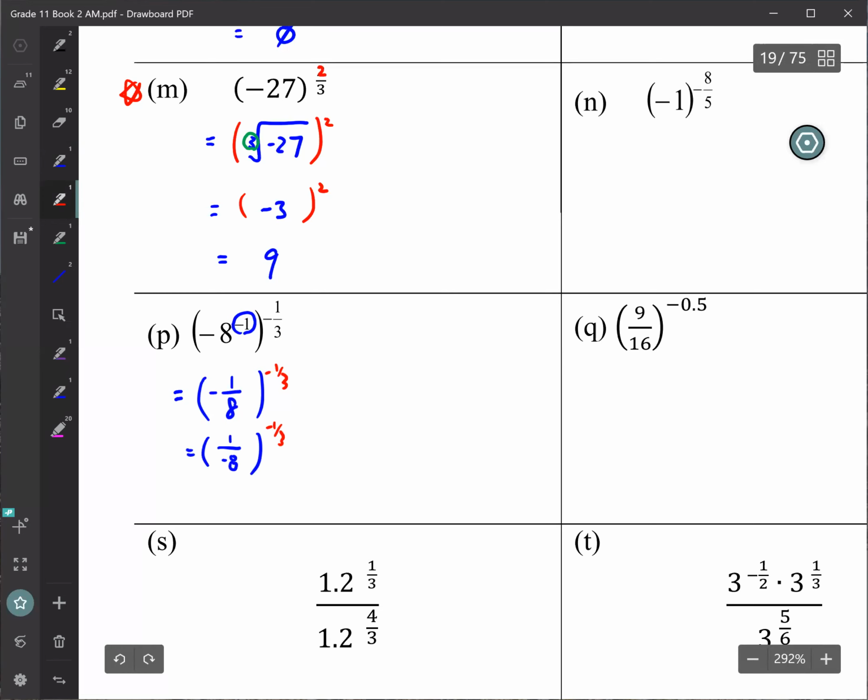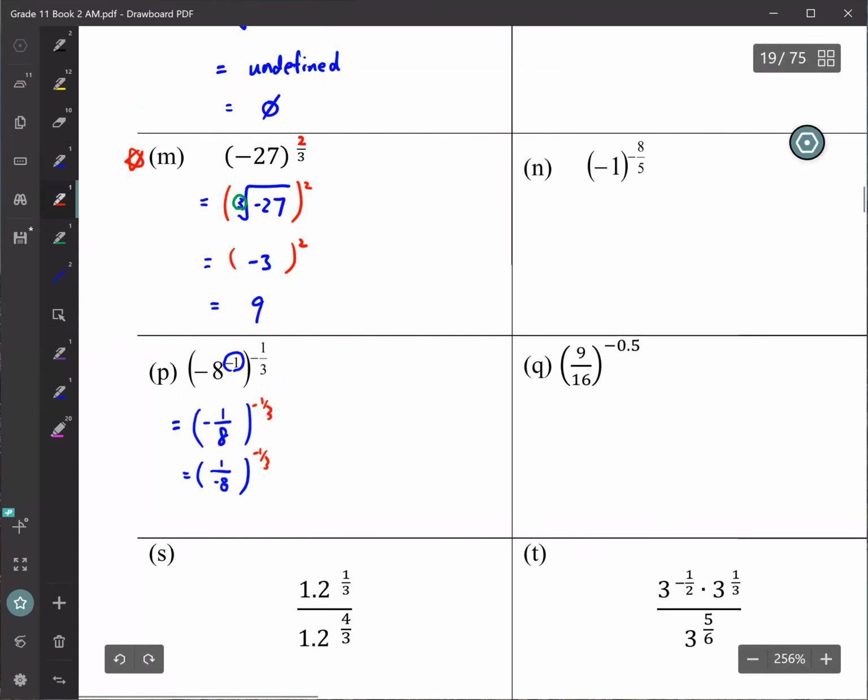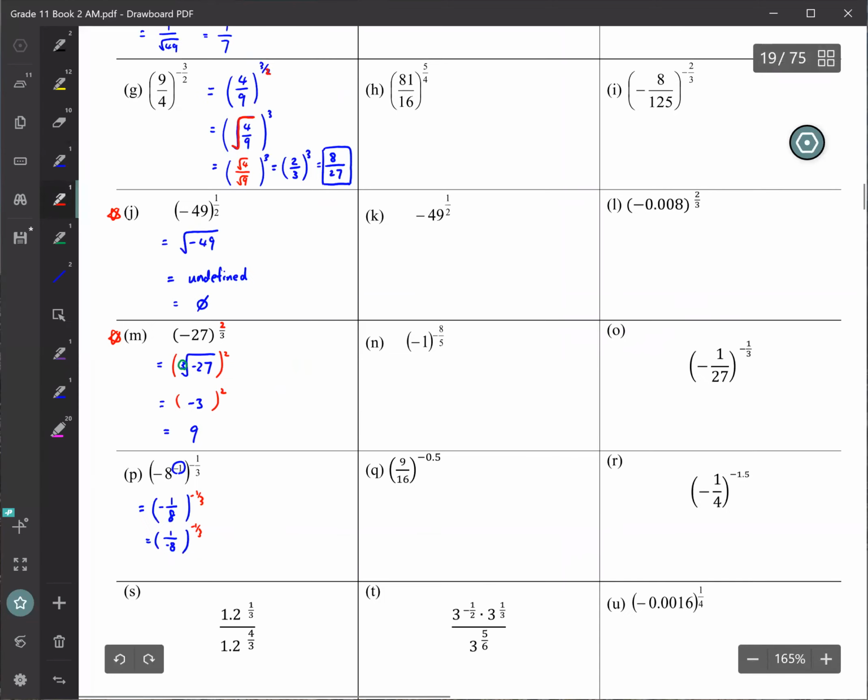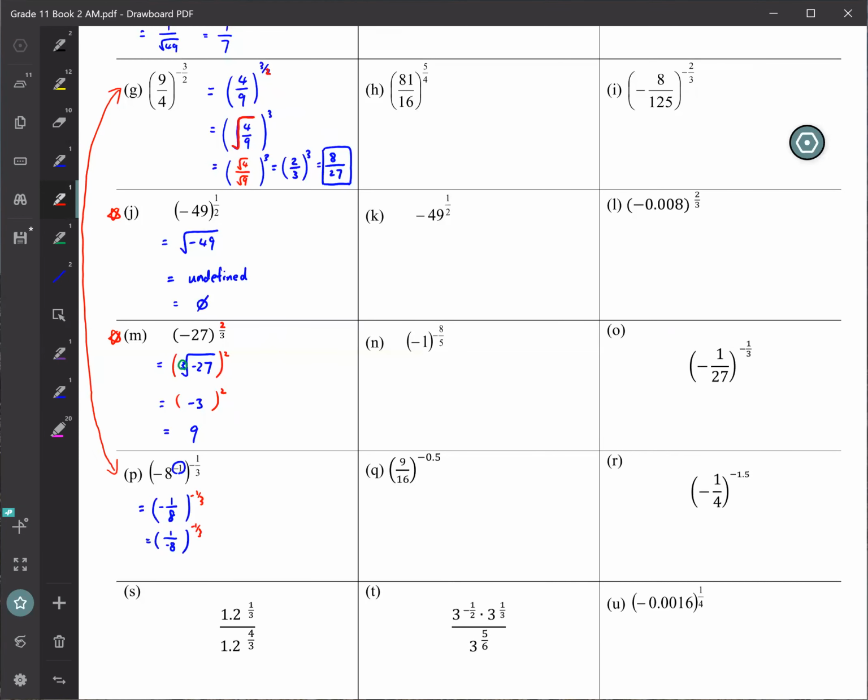So that way, now this question looks, I think, more similar to G, right? If you compare G with P, they both have fractions, right? They both have an exponent. Okay, so you could follow the same steps as what you did in question G. Okay, so I'll let you complete this one. And once you get the answer, you can raise your hand.